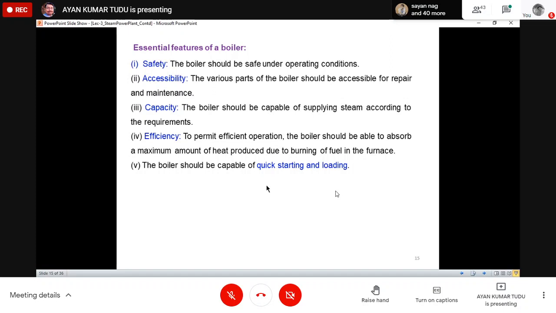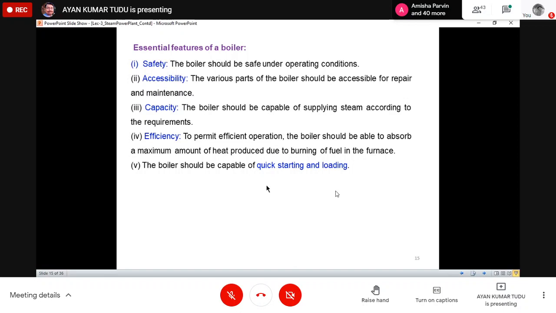But as I have told you previously, depending upon the type of boiler, it will require around 48 to 72 hours to start a typical thermal power plant and extract power from it. So how may the performance of a boiler be measured?